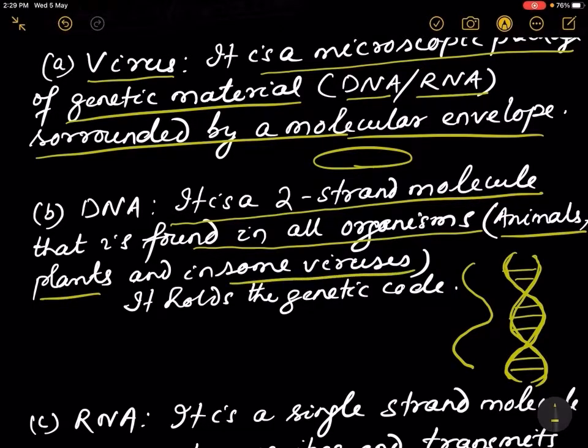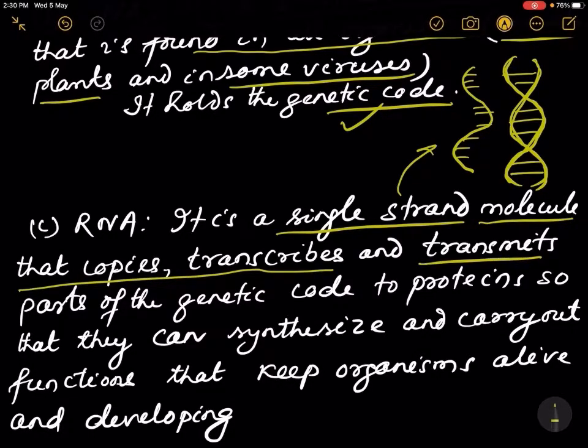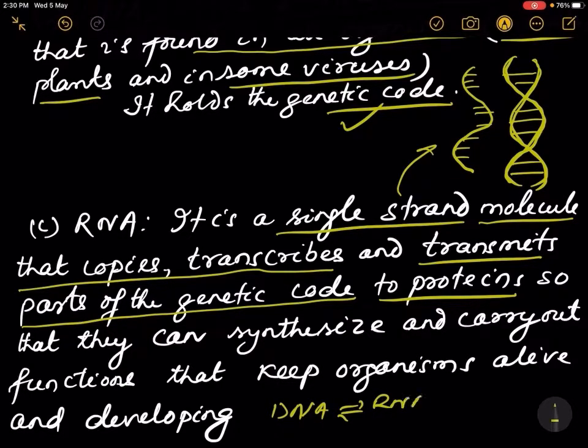Some viruses contain DNA as the genetic material. DNA holds the genetic code. RNA is a single strand molecule that copies, transcribes, and transmits parts of the genetic code to proteins. You know, DNA is converted to RNA, then RNA is converted to protein, so that they can synthesize and carry out functions that keep organisms alive and developing.